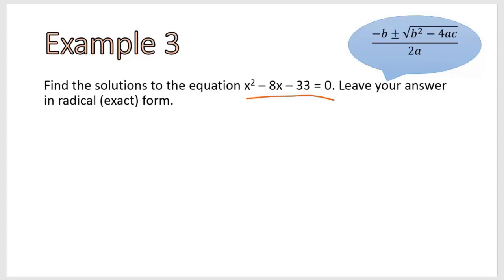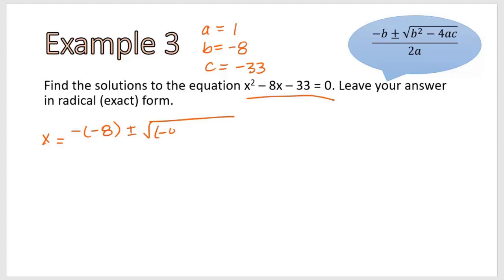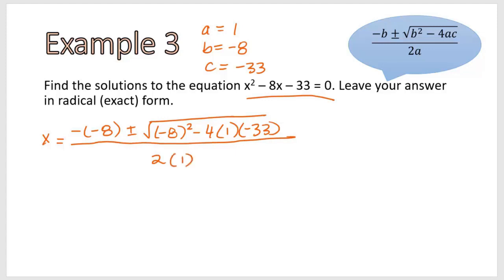The highest power that x is raised to is 2. It's already set to 0, so that means I can read off the values for a, b, and c directly. A is equal to 1, b is equal to -8, and c is equal to -33. Filling in the quadratic formula gives me x is equal to negative times -8, plus or minus the square root of (-8), again in brackets here, all squared, minus 4 times 1 for a and -33 for c. All of that is divided by 2 times a, or 2 times 1.